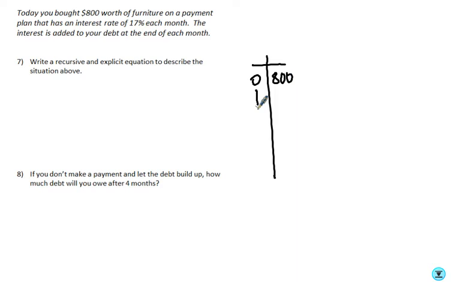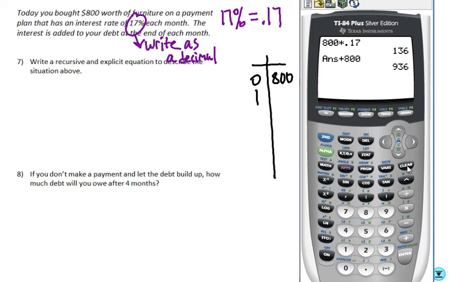Well, the interest rate here is 17%. For the calculator, I need to write that as a decimal. So 17%, I think about money, 17 cents. So 17% would be 0.17. So what I would do with the calculator is type in 800 times 0.17. And this gives me the amount of the interest, $136.